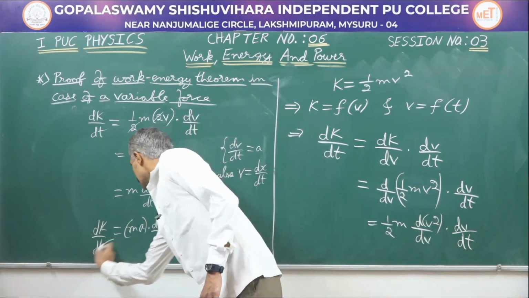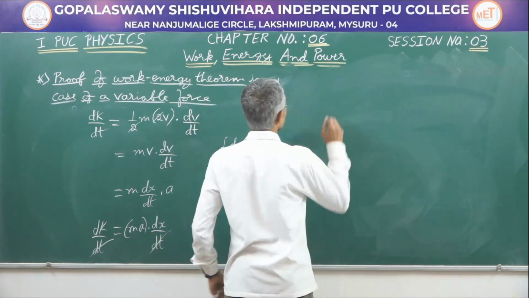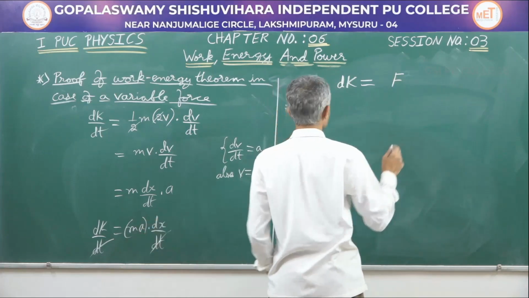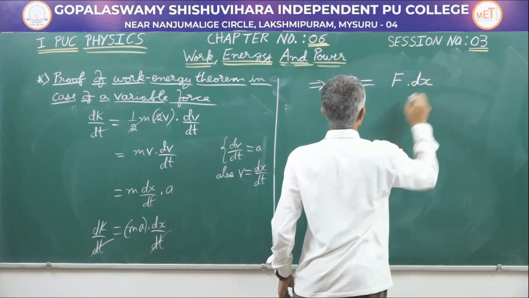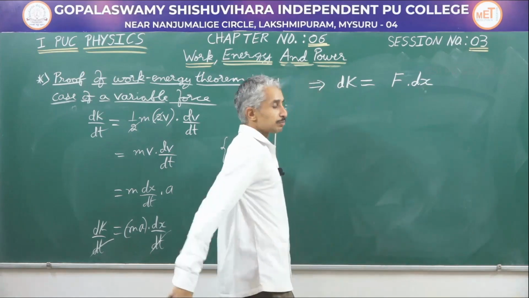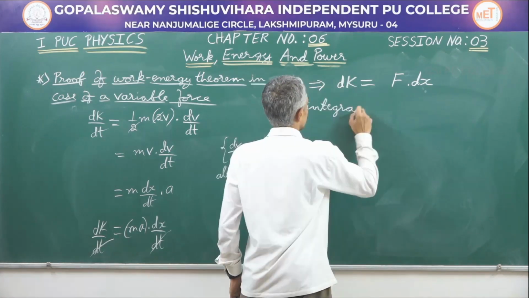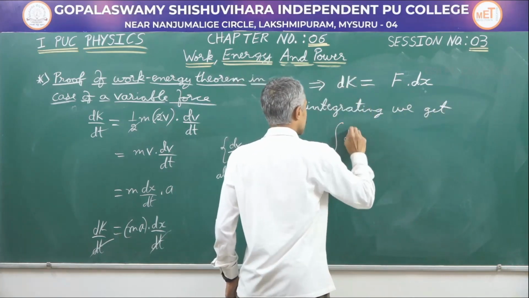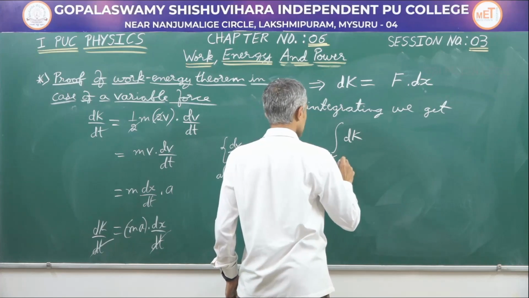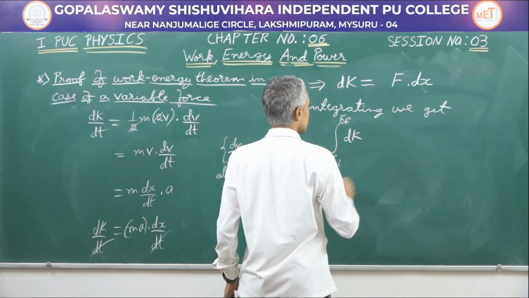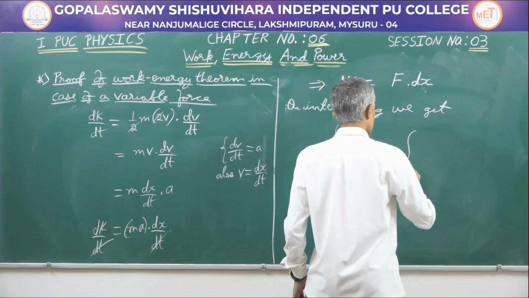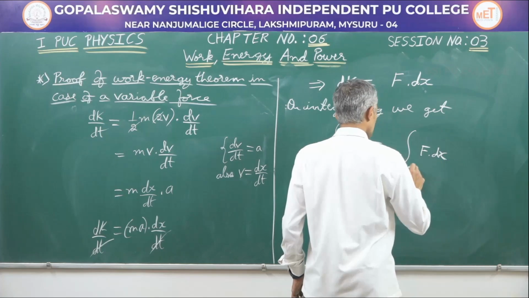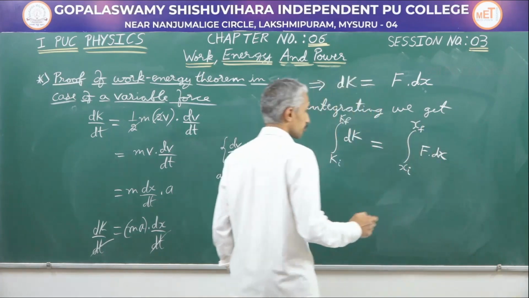So, dk by dt is now giving me mass into acceleration, this is nothing but force, into dx by dt. Further, dt and dt I can take them off. This now leads to change in kinetic energy is going to be equal to force, mass into acceleration is force, into dx, which is displacement. Now, let us integrate this. On integrating, we integrate the change in kinetic energy from initial kinetic energy to final kinetic energy. This will give us integration of f dot dx from initial position to final position.